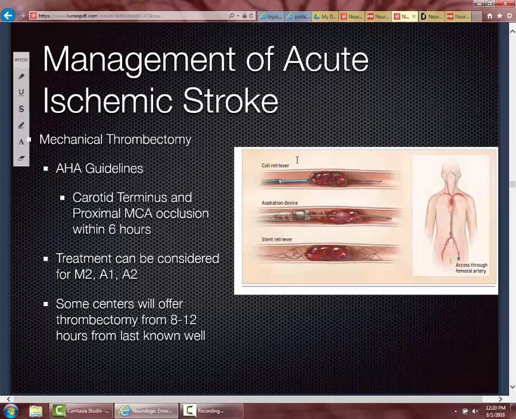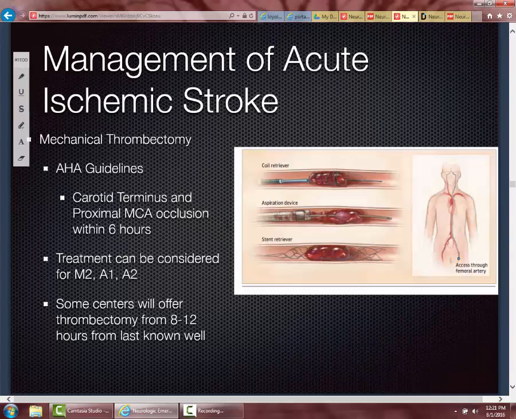So they're very good. There are 5 trials that came out after November of 2015 that were all positive for using these stent retrievers. So the AHA updated their guidelines. They recommend it only for carotid terminus and proximal MCA occlusion. These are the largest vessels in the brain and therefore the safest to pass the catheters through. But not uncommonly, we'll go after smaller vessels, so distal MCA, proximal ACA, and distal ACA.